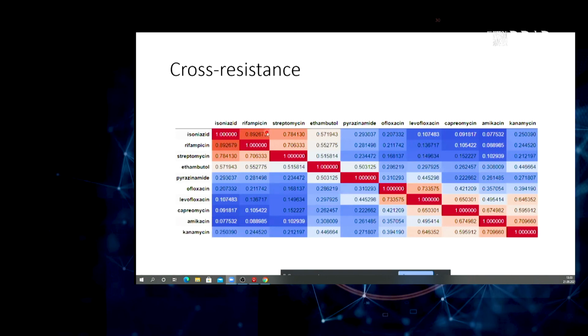With the help of a pairwise correlation table, we found cross-resistance between first-line drugs, fluoroquinolones, and aminoglycosides, but no cross-resistance between first-line drugs and second-line drugs.